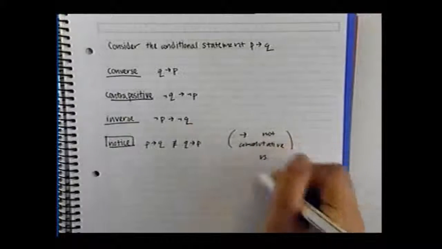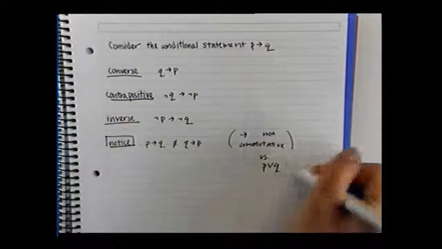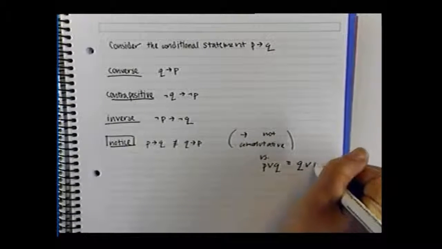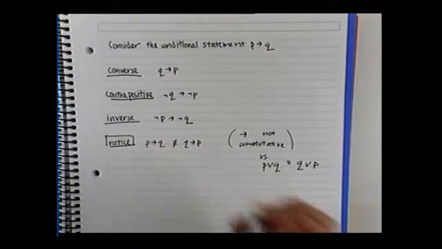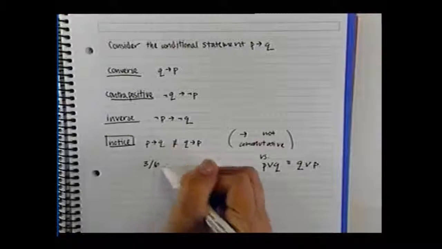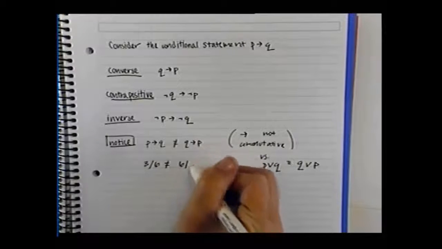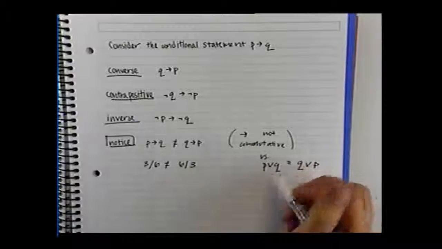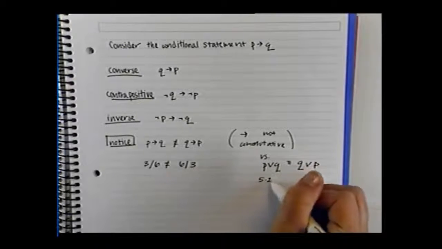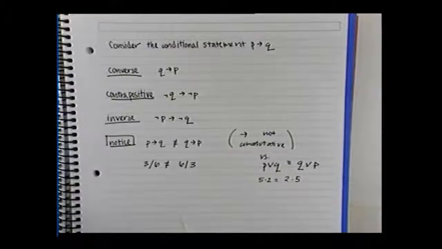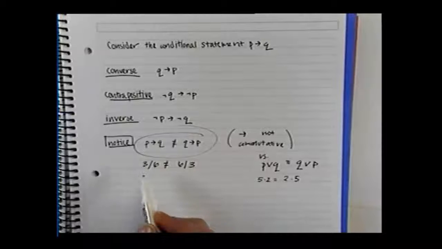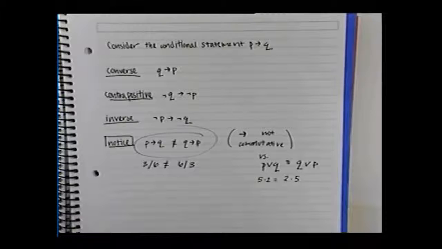This is versus, if we have P or Q, this is the same as Q or P. It's kind of like division: if I take 3 divided by 6, that's different from 6 divided by 3. But with multiplication, it's commutative. If I take 5 times 2, it's the same thing as 2 times 5. So this is just saying they're not commutative operations. That's the converse of the statement. To find the converse, we just flip the order.